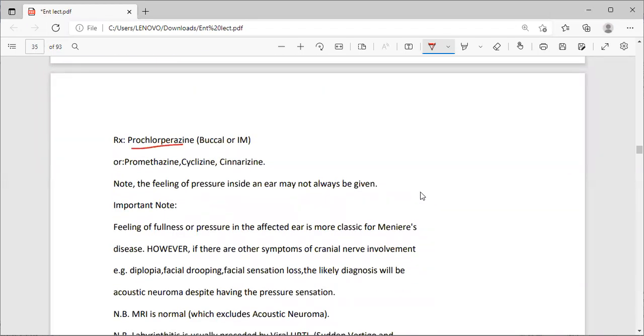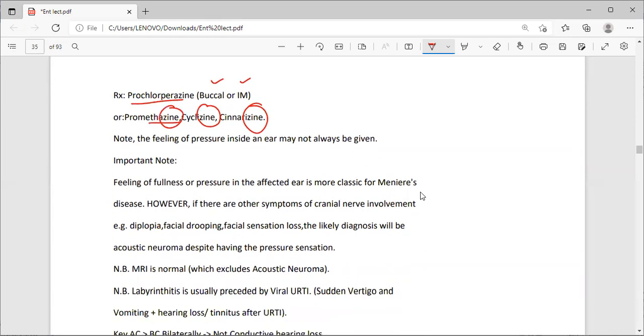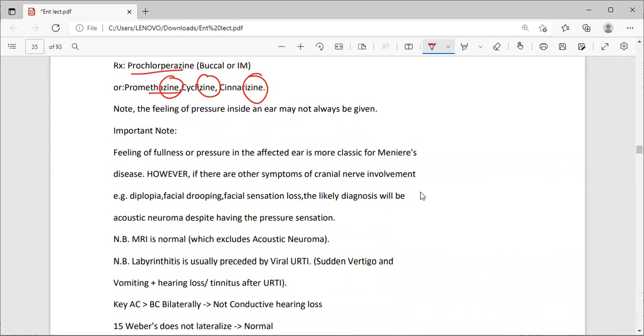What you have to give is prochlorperazine, buccal or oral. Promethazine, cyclizine, cinnarizine you can give. The first line is prochlorperazine, or you can give promethazine, all the zines. Look, cyclizine, cinnarizine, or promethazine. These are antiemetic agents. Important note: feeling of fullness and pressure in the affected ear. Let me tell you briefly: just DVT, lasting minutes to hours. This is Meniere disease.